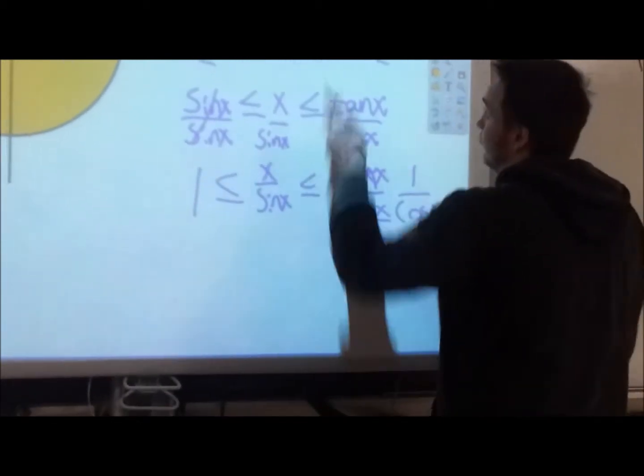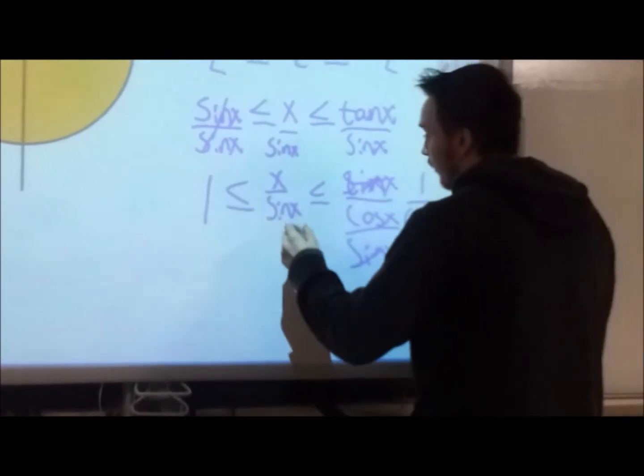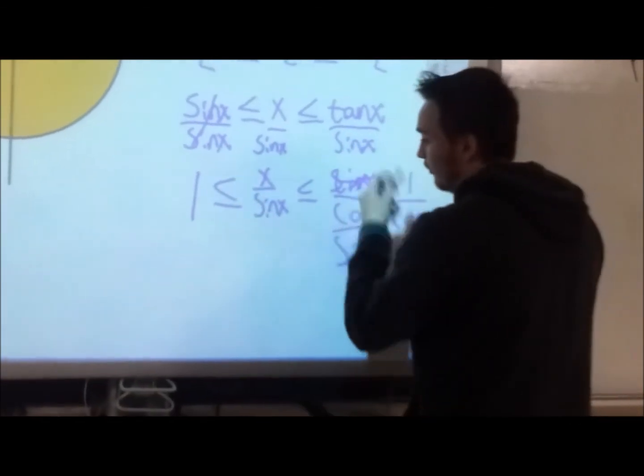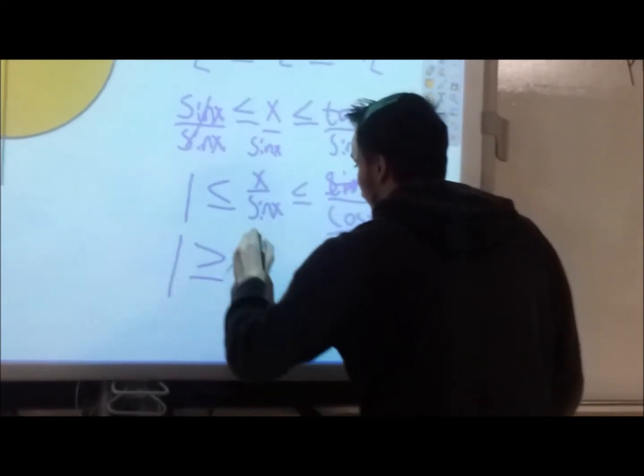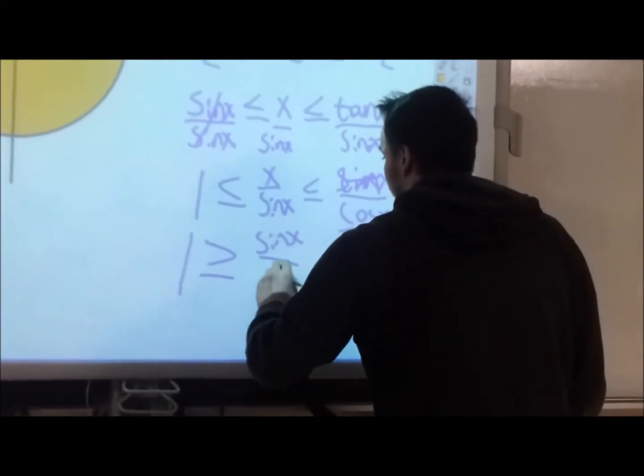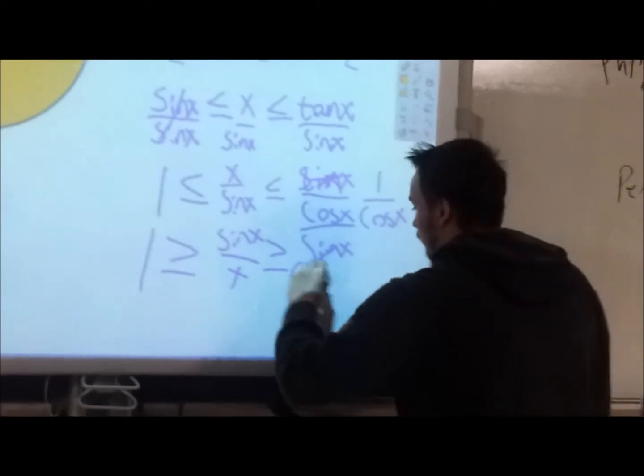And you can see that this is pretty close to sine x over x. So what we're going to do is flip everything. Since we're flipping the whole thing, these signs are also going to flip. 1 over 1 flipped is just going to be 1. So 1 is greater than or equal to sine of x over x, which is greater than or equal to cosine of x.